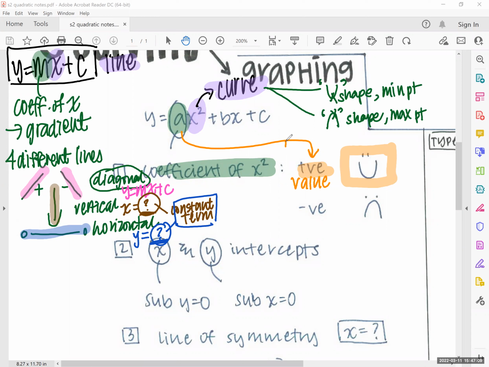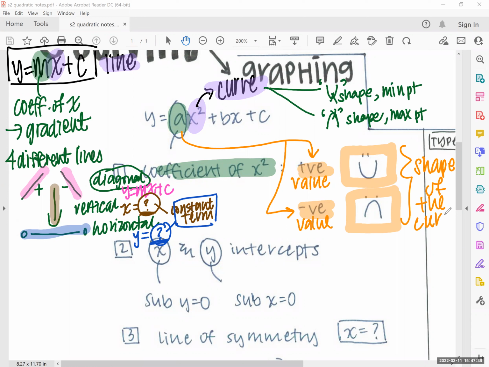If this A right here is a negative value, it means that it is an N-shaped curve. And that is the first thing you must always identify: the shape of the curve. So this coefficient of x squared, why is it so important? Because it tells you the shape of the curve, whether it's going to be a U shape or an N shape.